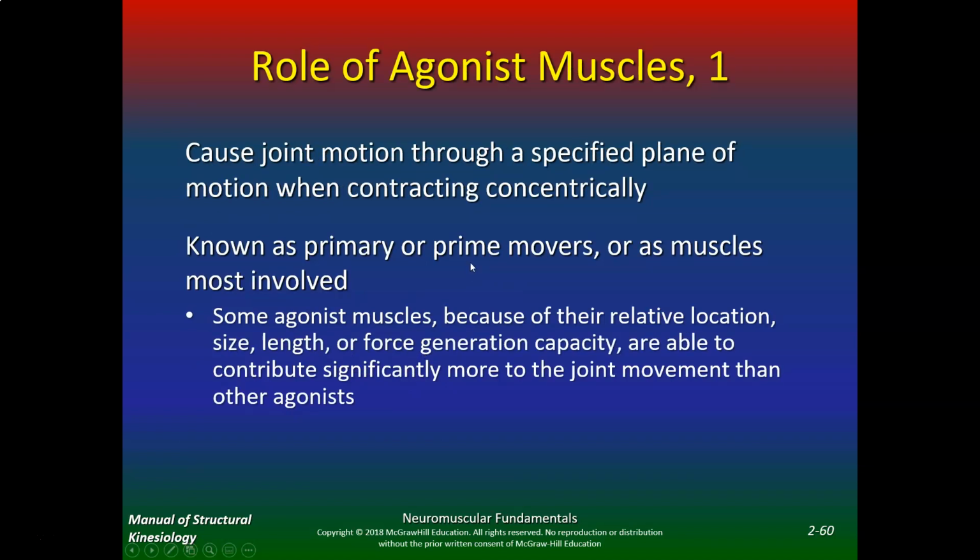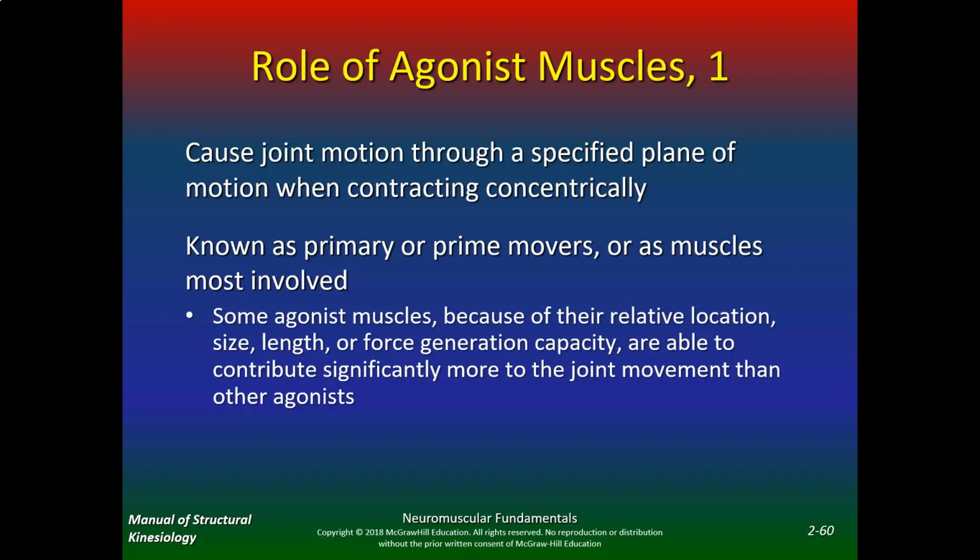Now let's take a look at agonists versus antagonists. Now, agonists cause joint motion through a specified plane of motion when contracting concentrically. It's known as primary movers or muscles most involved. So some agonists, because of the relative location, size, length, or force generation capacity, are able to contribute significantly more to the joint movement than other agonists.